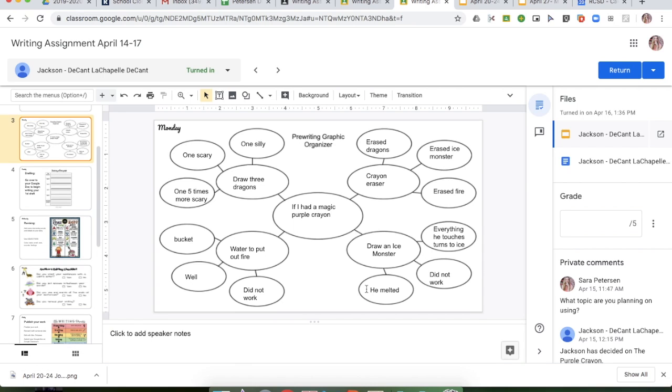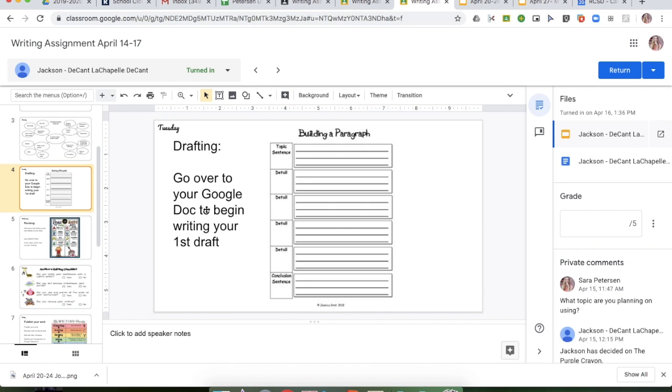Write about the question. So Jackson wrote about if he had a magic purple crayon, because that is what the question asked. He added details and details and details and details, so many details. He filled out this whole web with as many details as he possibly could come up with for his awesome story. And then you'll notice that the next day he started drafting.